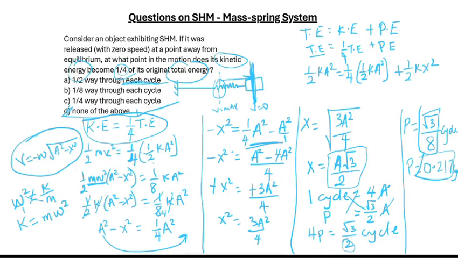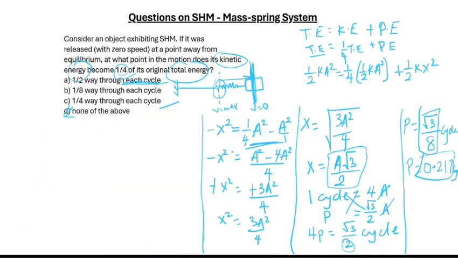Then we can start analyzing everything one after the other. Let's see. We have half k a square equals, if I multiply these two together, 1 over 8 k a square plus 1 over 2 k x square.